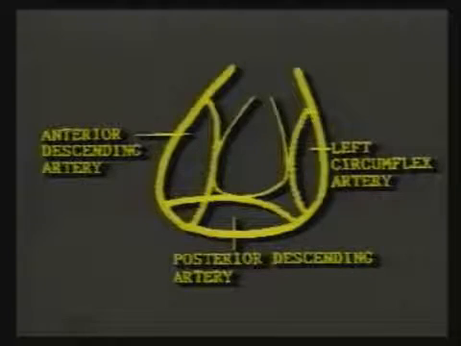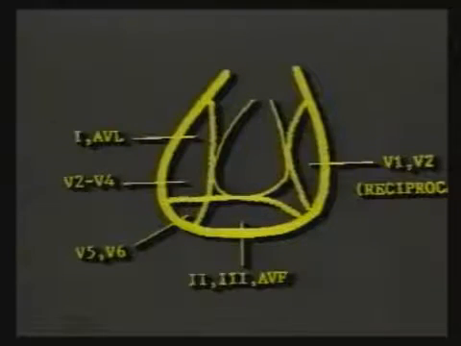Now when we overlap the leads, the anterior wall is picked by 1, AVL, V2 to V6, V5 and V6 picking the lateral most part. Inferior wall is picked by 2, 3 and AVF. And the posterior wall is picked by V1 and V2 in the form of reciprocal changes, as no lead actually faces the posterior wall.